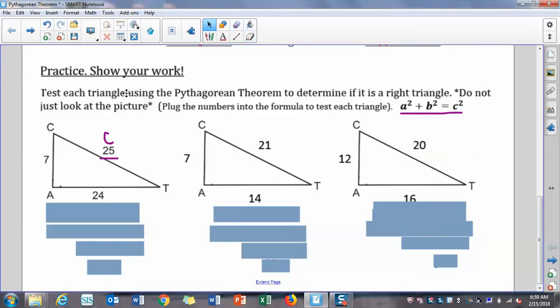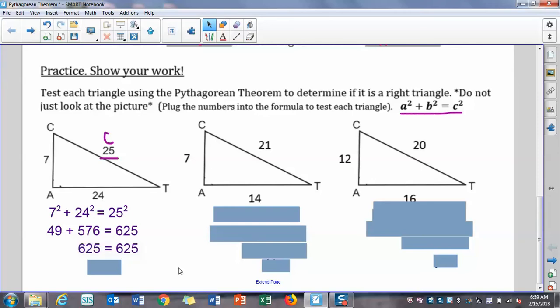So when we set up our equation, we would have 7 or 24. Either one can be a or b. It doesn't matter which leg comes first, as long as you identify your c, the hypotenuse. So we have 7 squared plus 24 squared is equal to 25 squared. Now if we solve 7 squared, 24 squared and 25 squared, we get 49 plus 576 is equal to 625. Now we want to make sure that this is a true statement. So 49 plus 576 is 625, which is equal to 625. That's a true statement. So yes, this triangle with the lengths 7, 24, and 25 is a right triangle.